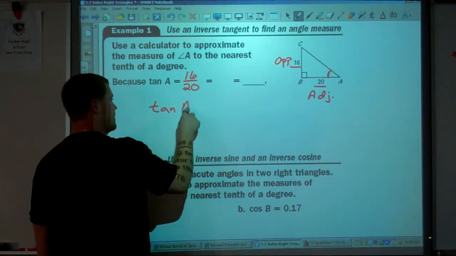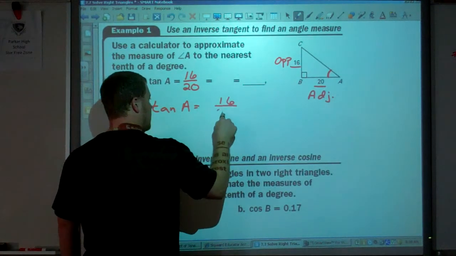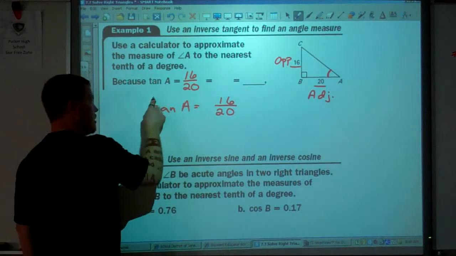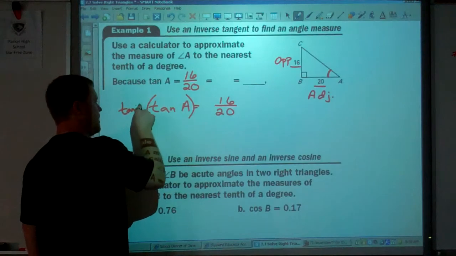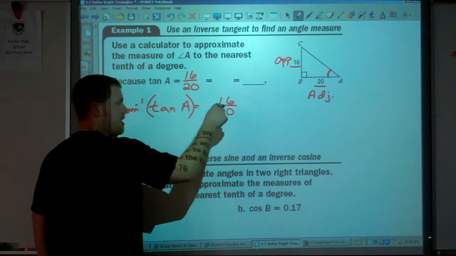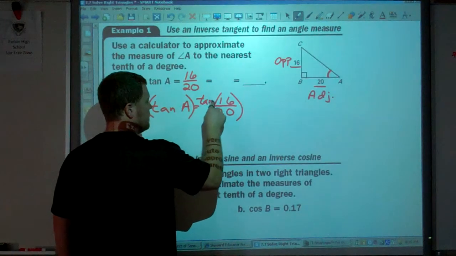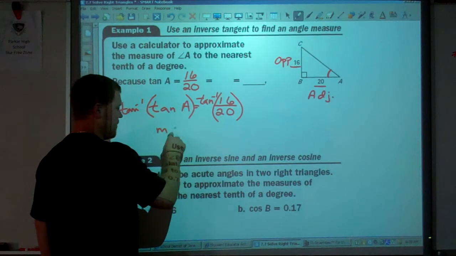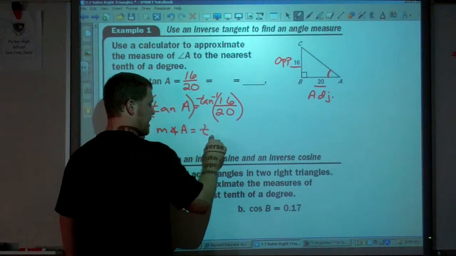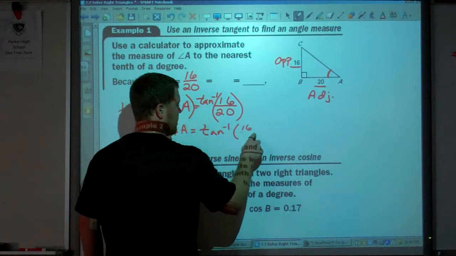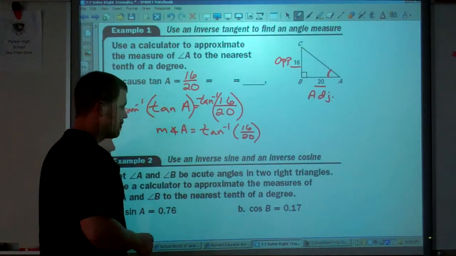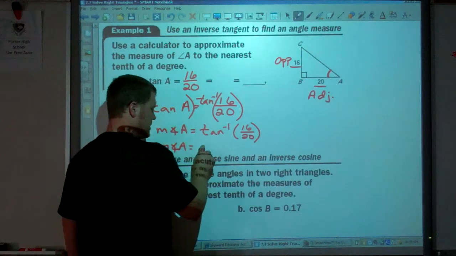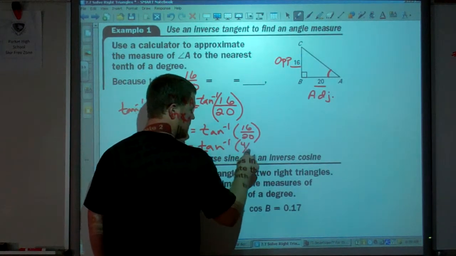I'm going to rewrite it here for a second. Now, we are solving for angle A, which means we have to get rid of tangent. So we take the tangent inverse of this side, and what you do on one side of the equation, you have to do on the other side. The tangent inverse of the tangent of A, we're left with the measure of angle A. The measure of angle A equals the tangent inverse of 16/20ths, or we could simplify that to 4/5. So the measure of angle A equals the tangent inverse of 4/5.